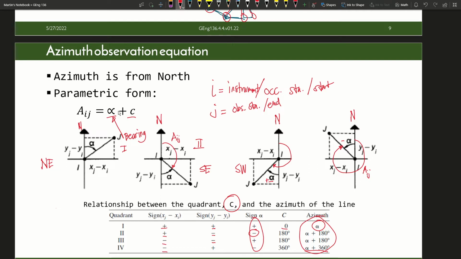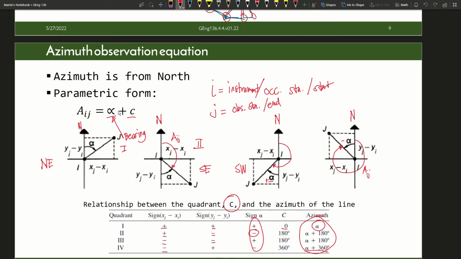So this requires programming skills and programming knowledge. You need to identify, okay, it's like a conditional, right? So what's the condition? For example, you need to check the differences in x coordinates and y coordinates. Once you identify that, you can program that. You can identify which quadrant. Then you will know which value of C you will be using and the sign of your alpha or bearing to get the correct azimuth. Okay?